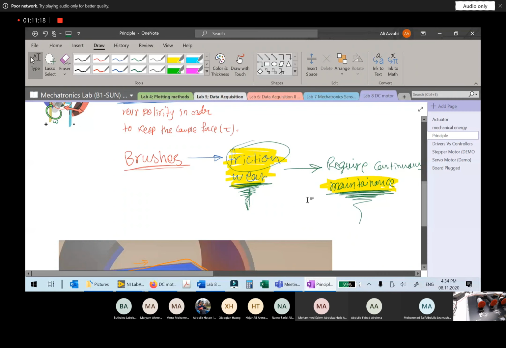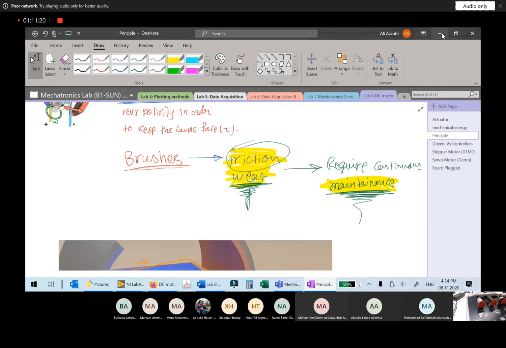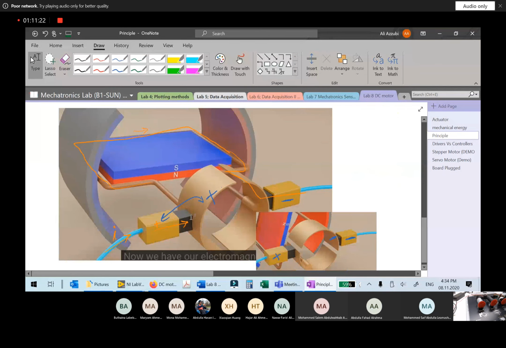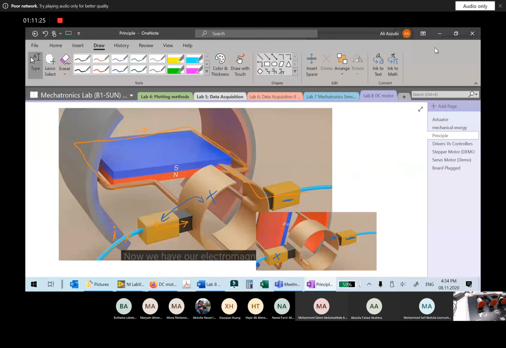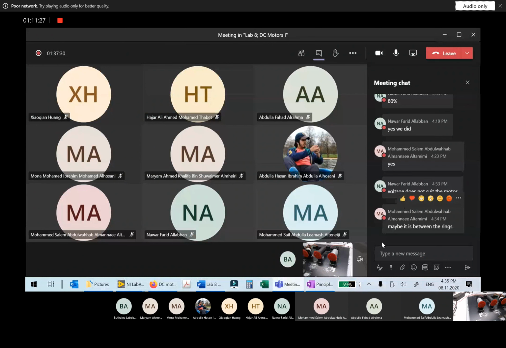Who can guess? You remember we have brushes, right? And the brushes are causing a friction against the ring. So basically, this is due to static friction between the brushes and the ring inside the motor.